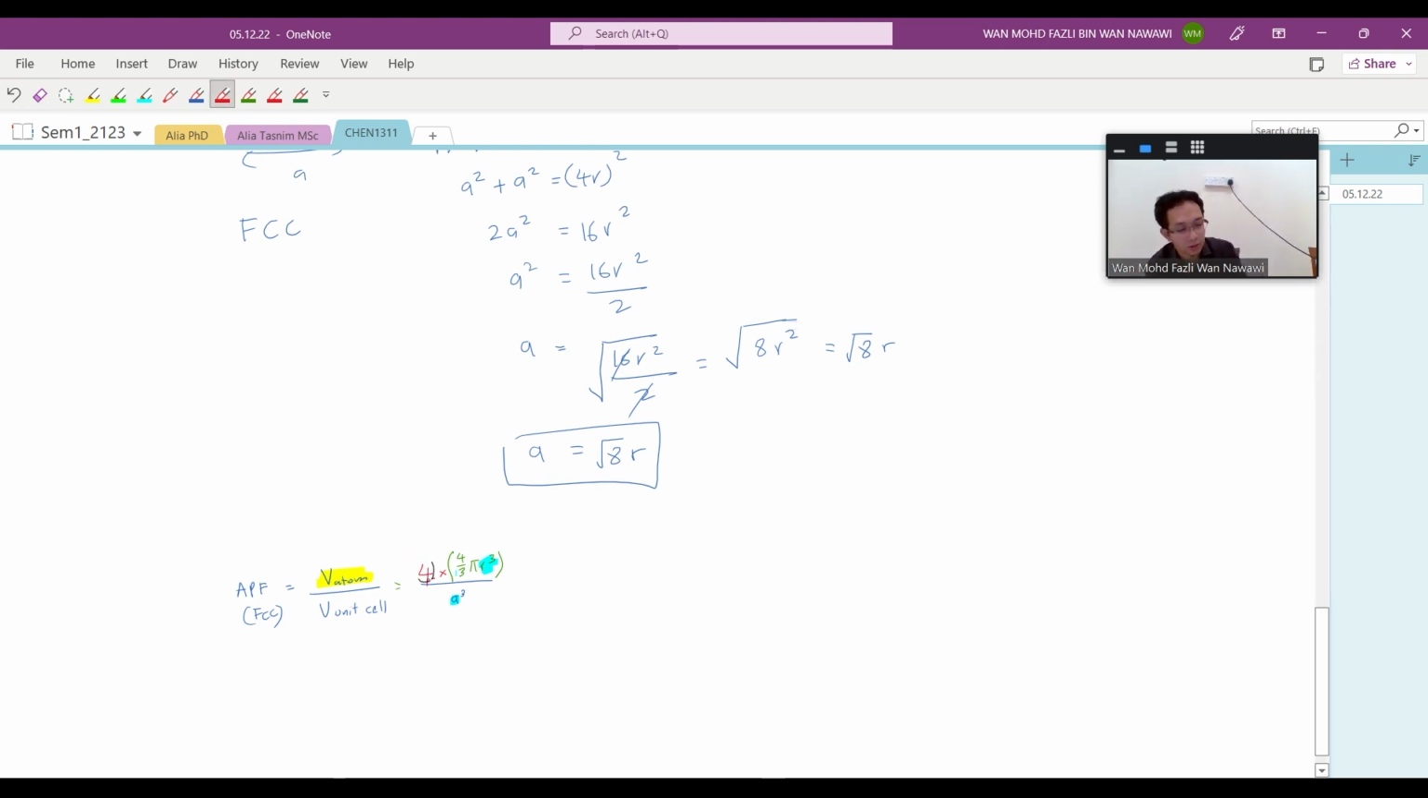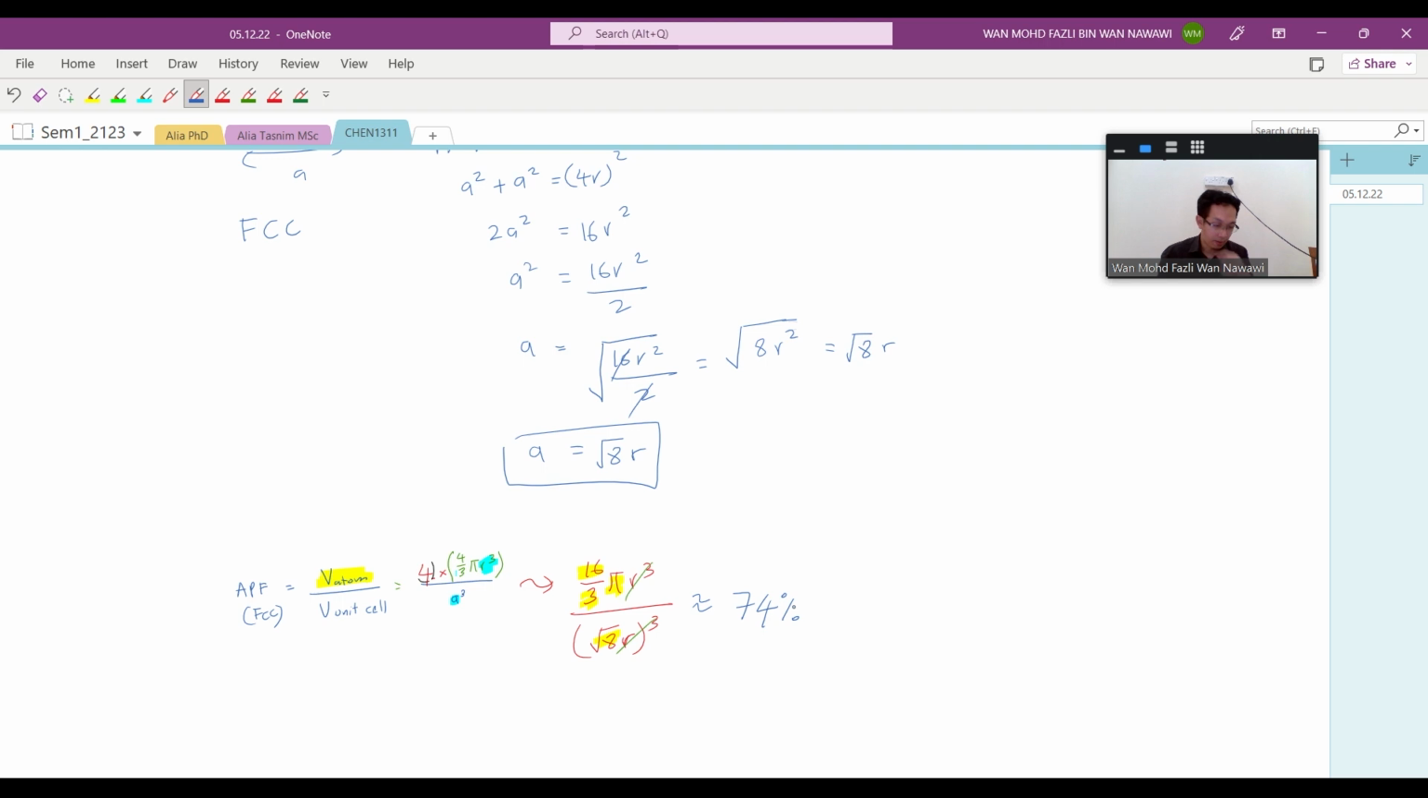Okay, so when you do this 4, and you already know the A is basically square root of 8R. So you can get now 4 times 4 is 16 over 3 pi R cubed over A cubed. So A is square root of 8R, and then cubed. When you do this, you can cancel R, and then you are left with numbers. So when you do all this calculation, you will end up with 74%.